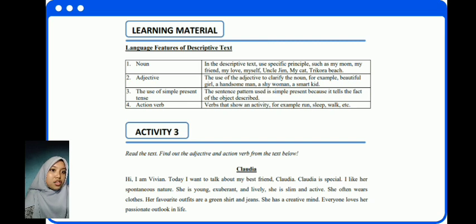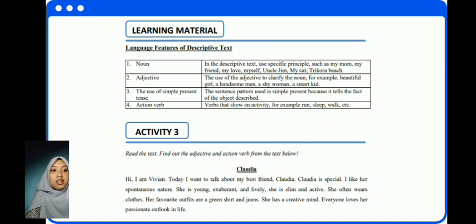In descriptive text, we use specific nouns such as my mom, my friends, my love, myself, Uncle Jim, my cat, Rico Rabbit. Okay, the second is adjectives. The use of adjectives is to clarify the noun. For example, beautiful girl, a handsome man, a shy woman, or a smart kid. Okay, the third is the use of simple present tense. The sentence pattern used is simple present tense because it tells the facts of the object described. Okay, the last is action verbs that show an activity, for example run, sleep, walk, and many more.